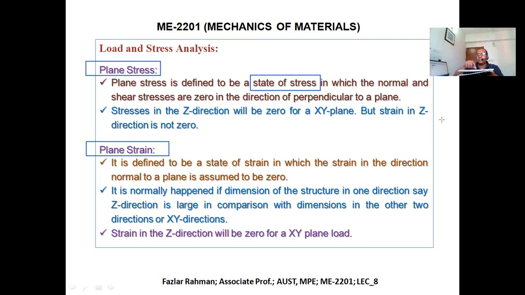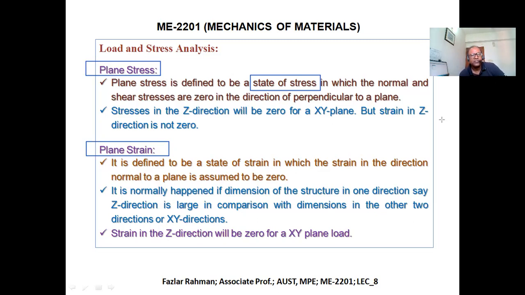But what will be along the z direction? There will be stress zero because there is no force. But what about the strain in the z direction? There will be strain because as you gradually pull this paper or plate, the thickness gradually decreases. If you compress, the thickness gradually increases. So this type of phenomenon or state of stress is called plane stress.